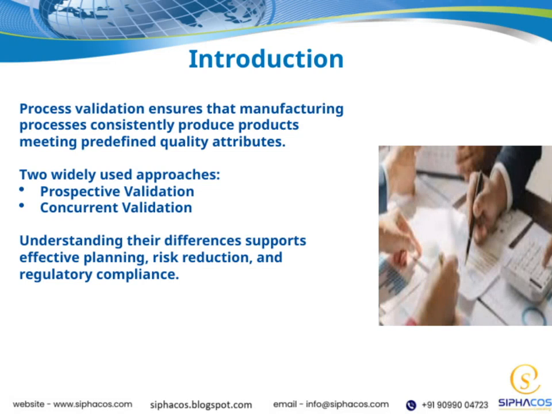Process validation is all about making sure that our manufacturing processes consistently produce products that meet the quality attributes we've set beforehand. It's a critical step to ensure product reliability and safety. There are two main approaches we use for this validation: prospective validation and concurrent validation. Understanding the differences between these two methods helps us plan more effectively, reduce risks, and stay compliant with regulatory requirements. By choosing the right approach for each situation, we can ensure our processes are robust and trustworthy, aligning perfectly with the overall goal of delivering high-quality products.